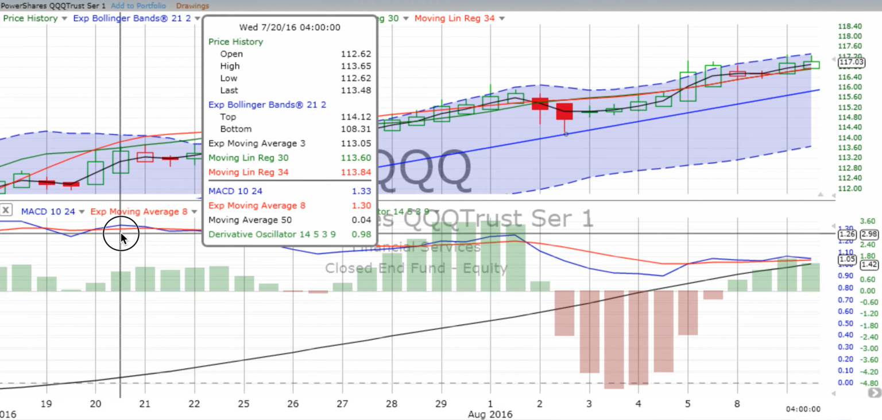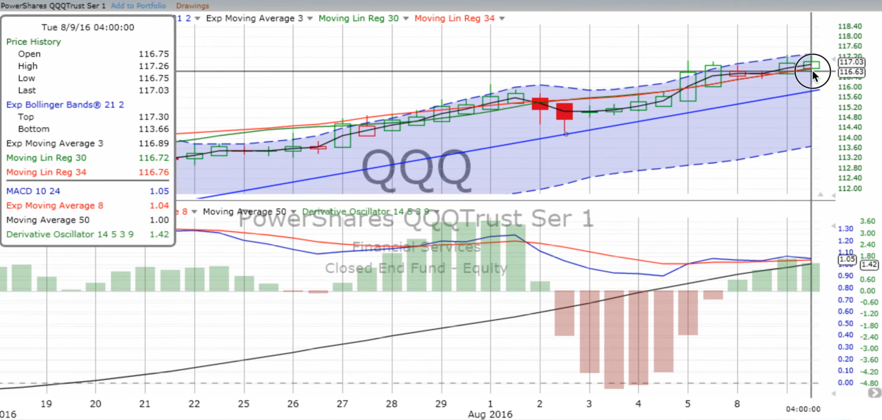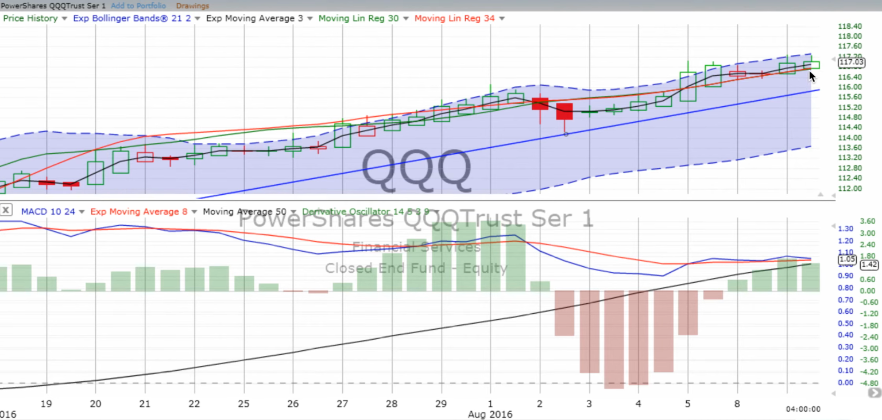If you would have gotten in at that time, the low was 112.62. The high was 113.65. The market closed at the end of the day on Tuesday at 117.03. Now, that's less than a month. That's about 3 weeks. Is that not an incredible return in that short amount of time?